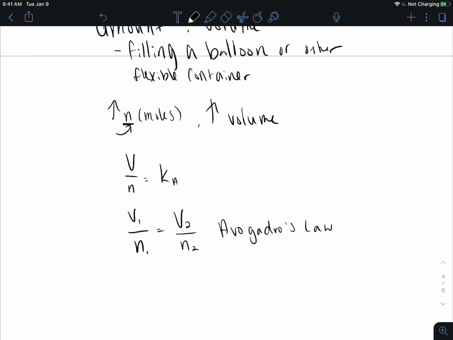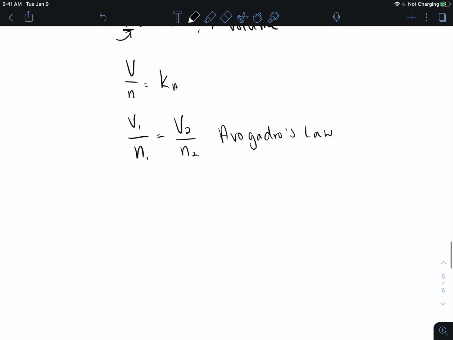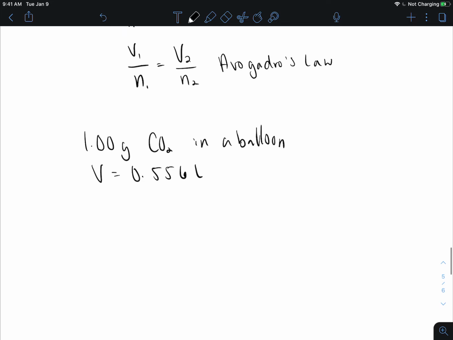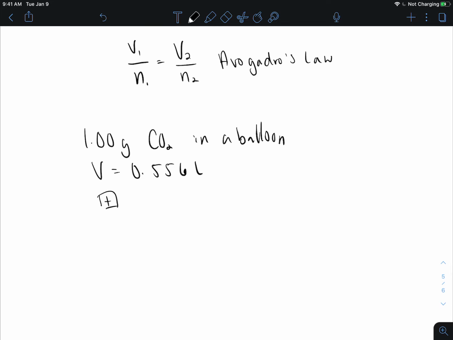Which is very simple to use, but I'll go over it just in case. So let's say we have 1.00 grams of carbon dioxide in a balloon that has a volume of 0.556 liters. If we add 1.00 grams of carbon dioxide, what is our volume?